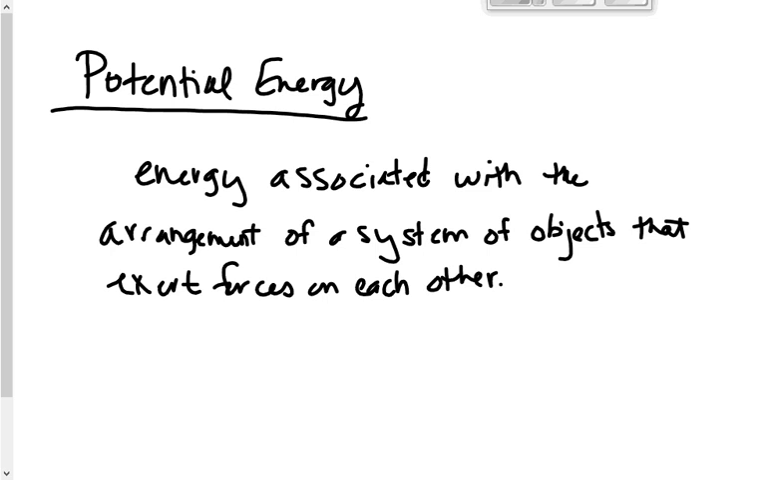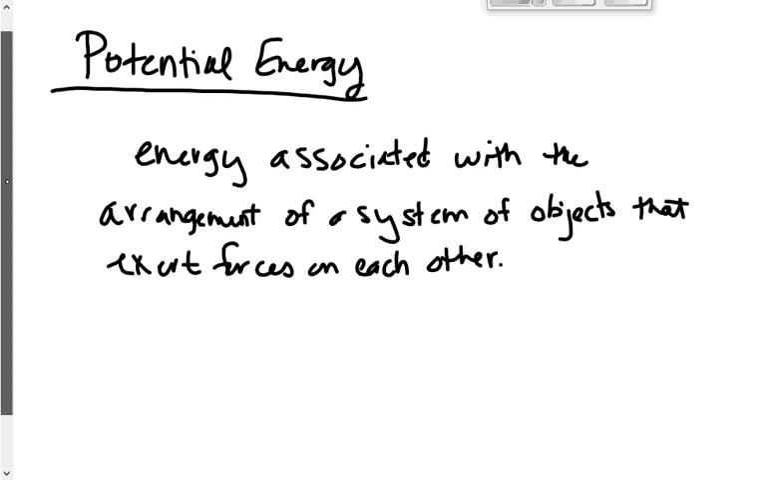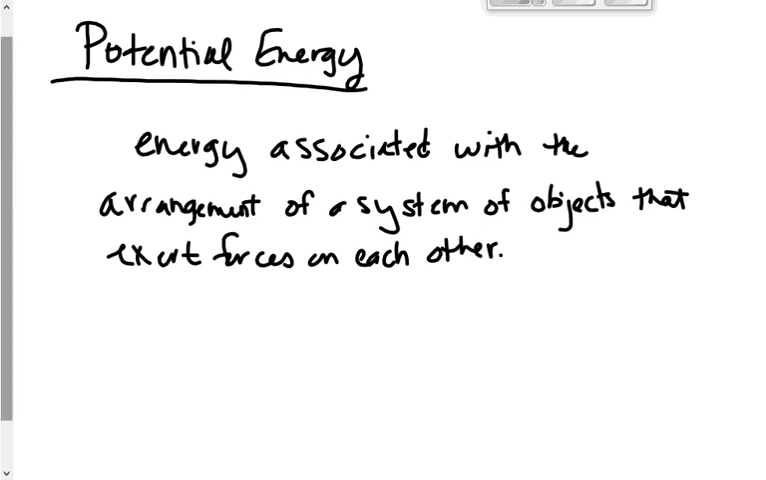So what I have here are a system of objects that interact using forces, and there's going to be some energy associated with that. So I have to be able to associate potential energy with work. Now, for a lot of reasons that'll make sense in chapter 9, the symbol that we're going to use for potential energy is U.